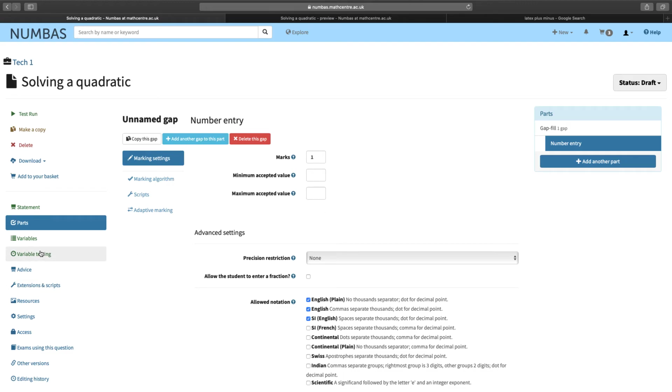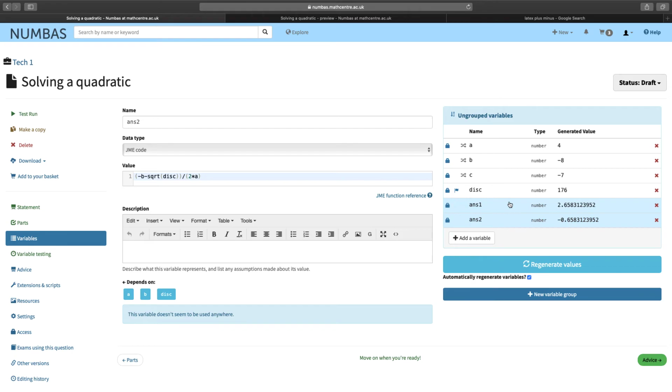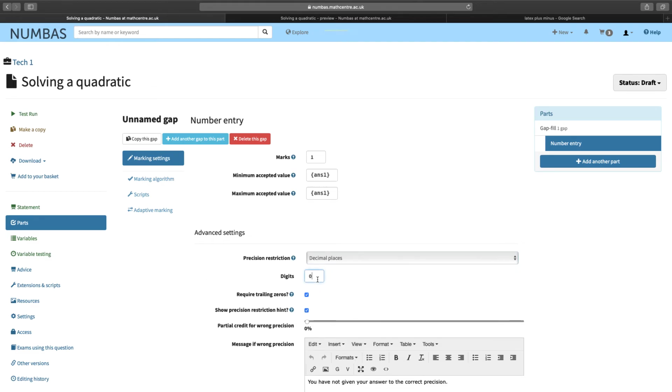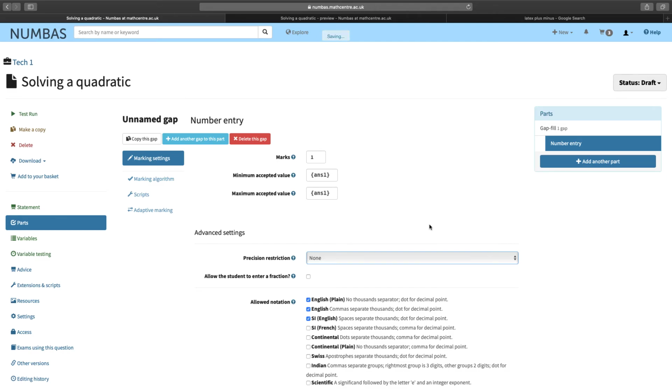We already have our answers here. So answer 1 was a +1. So a minimum accepted answer here is going to be brackets answer 1, and a maximum accepted answer is going to be brackets answer 1 as well. But that doesn't give you any leeway. You can put in precision restriction, you can say it's right to how many ever decimal places you want, let's say to 2 decimal places. Although I'm actually going to take this out for this particular question. But you can do that. You can do it to significant figures as well.